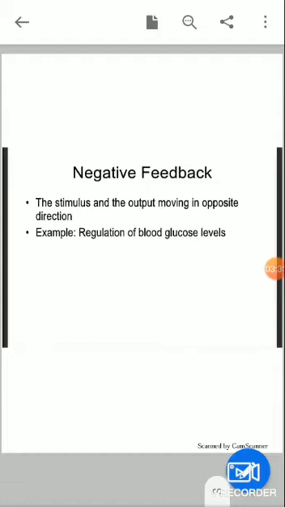So now I will discuss the negative feedback system. In a negative feedback system, the reactant of the reaction and the product of the reaction move in opposite directions. That means the stimulus, which is required to proceed with the reaction, or the reactant, and the output, that means the product of the reaction, move in the opposite direction. An example of a negative feedback system is the regulation or control of blood glucose levels by insulin.